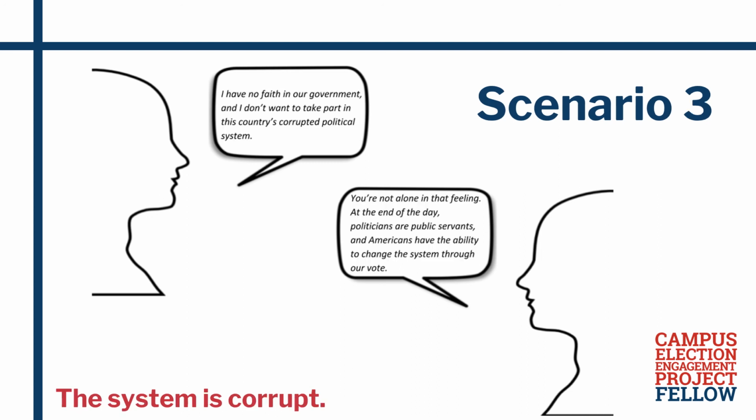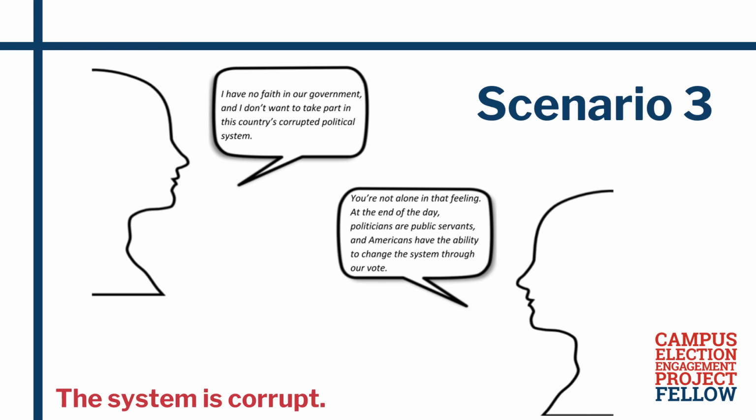The last scenario we'll discuss today is a person who thinks the entire system is corrupt and therefore sees no point in voting. Let's say that the person says, "I have no faith in the government, and I don't want to take part in this country's corrupted political system." Our fellow in this example then responds with, "Well, you're not alone in that feeling, but at the end of the day, politicians are public servants, and Americans have the ability to change the system through our vote."